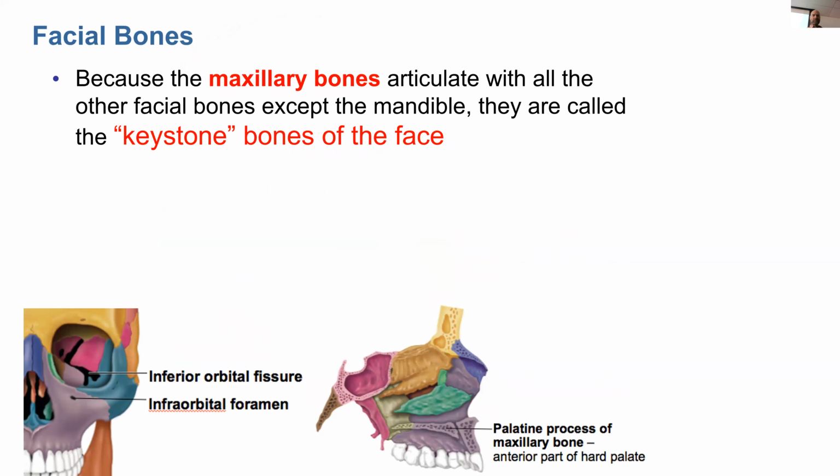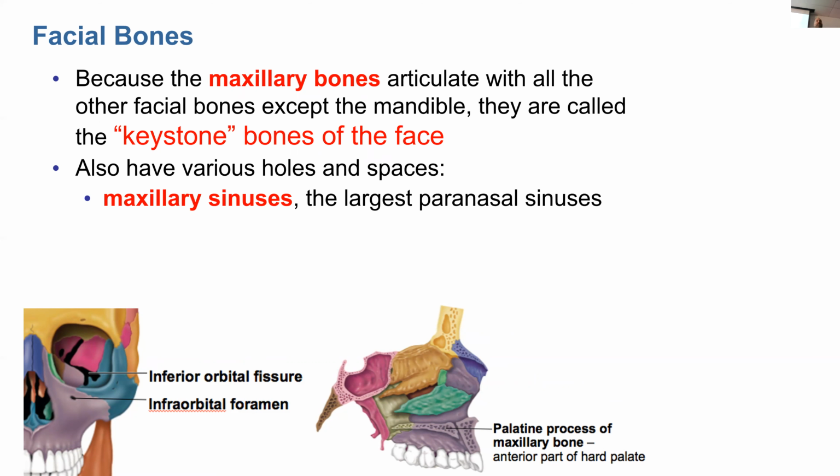Okay, so the maxillary bone articulates with basically all of the other facial bones. Actually, it does articulate with all of the other facial bones with the exception of the mandible. So it's considered the keystone bone of the face. It contains sinuses. These are the sinuses just lateral to your nose, again, ones that get achy when you're sick. In fact, they're the biggest sinuses in that area, the maxillary sinuses. It forms part of the inferior orbital fissure.